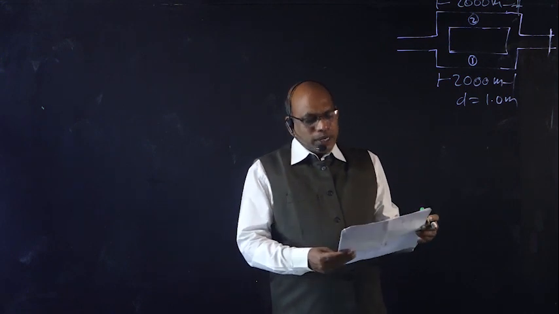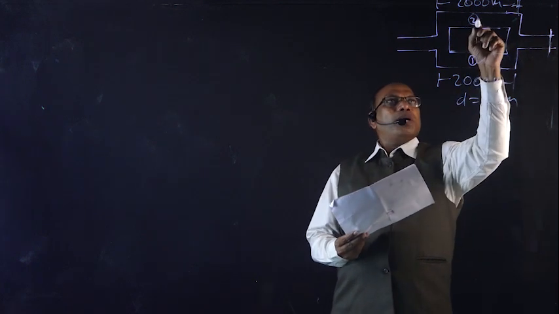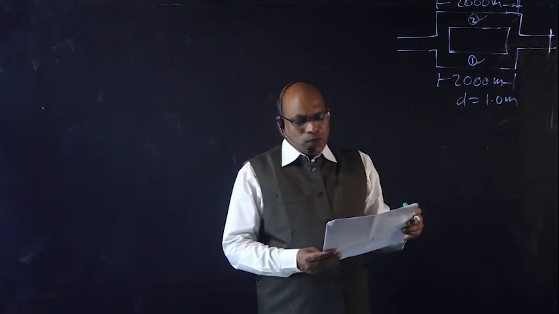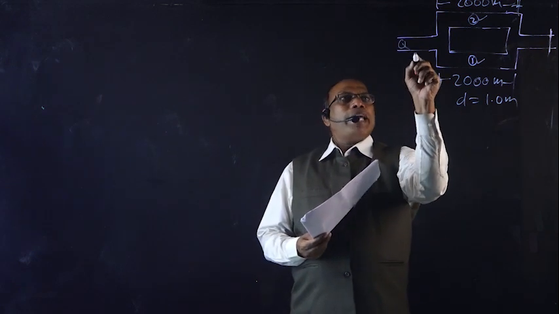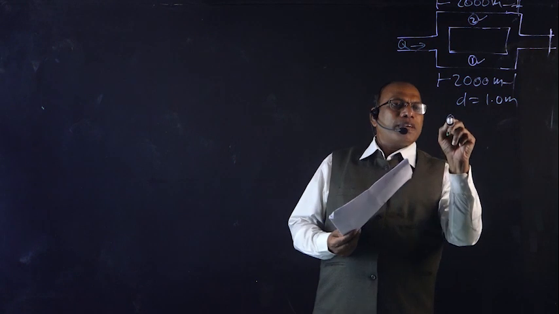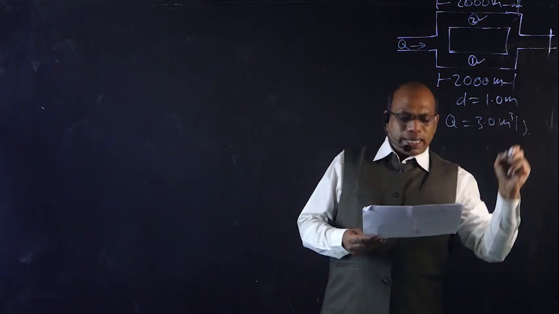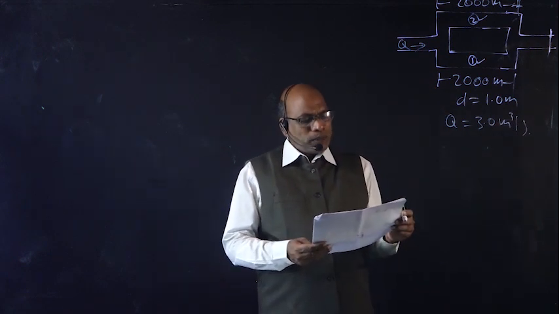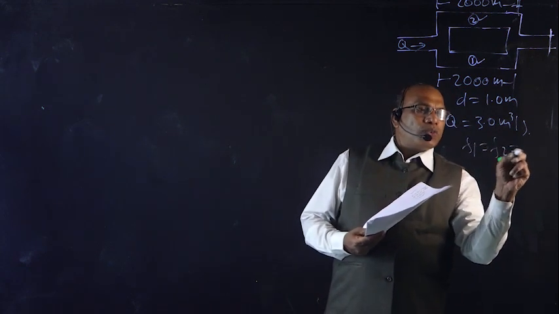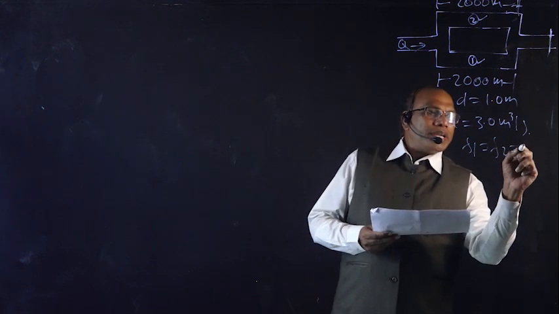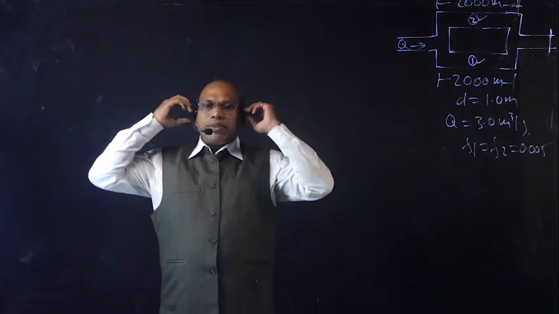Find the rate of flow in pipe 1 and the rate of flow in pipe 2, if the total flow in the main pipe is, this is the Q, this is the main pipe, given as Q is equal to 3.0 meter cube per second. The coefficient of friction for the parallel pipes is the same. That means F1 is equal to F2, and that value is 0.005. Right? This is the given problem.